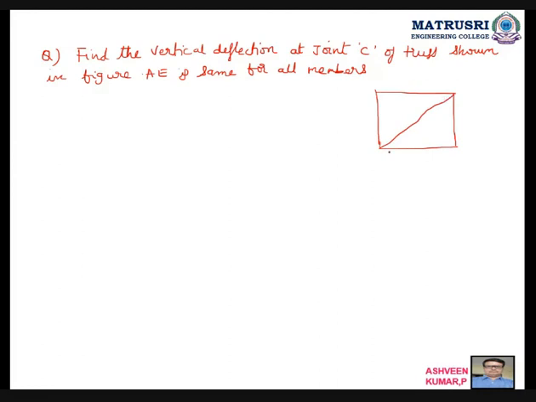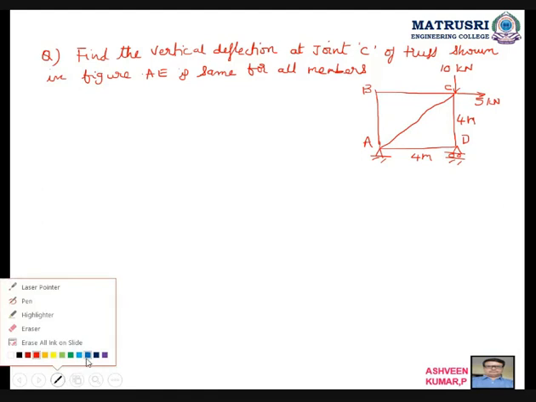The straight line A, B, 5 kilonewton. This is 10 kilonewton, 4 meter. This is also 4 meter. This is C, this is D. A, B, C, D.